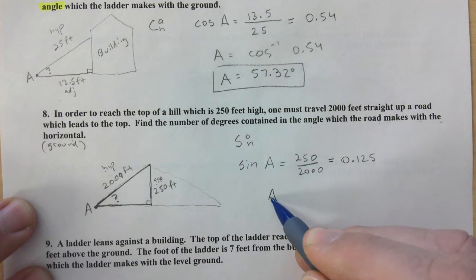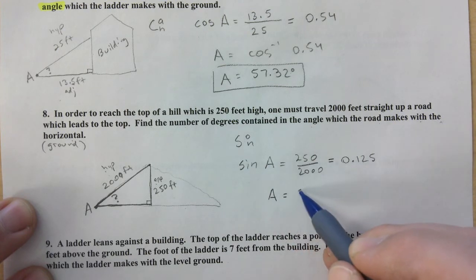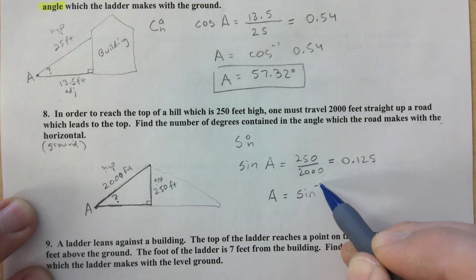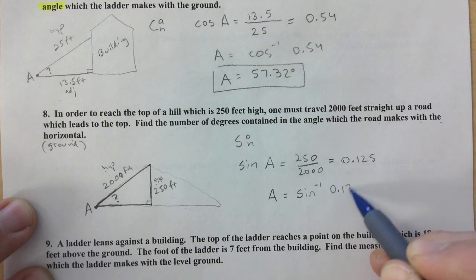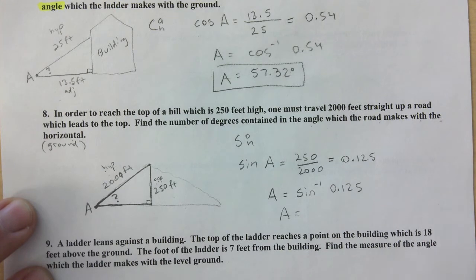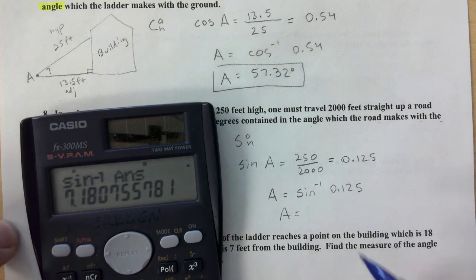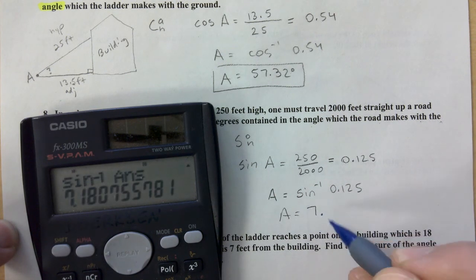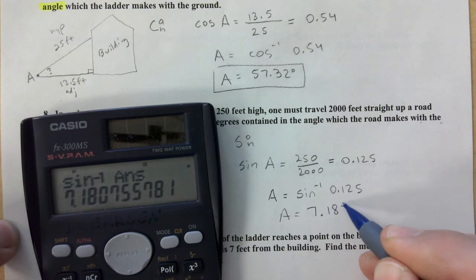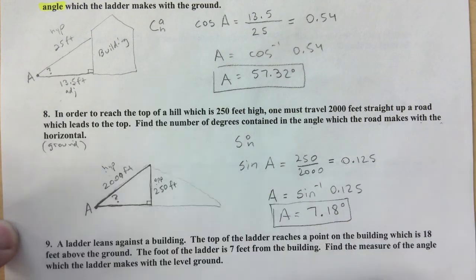So angle A is going to be, since we started with sine, we determined this is a sine scenario, you've got to take the inverse sine of that decimal. Right? So I basically have that on my screen. I go shift sine in this case, and you get 7.18 degrees. There is your answer.